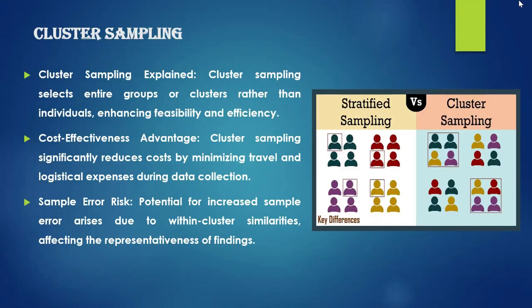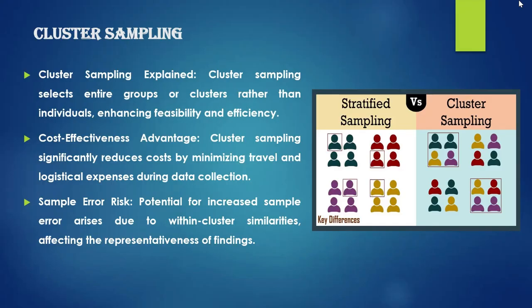The next method we are going to see is cluster sampling. In cluster sampling, the population is divided into clusters and entire clusters are randomly selected for a study. This divides the population into clusters, for example regions or groups, and selects clusters randomly for inclusion. This method is cost effective and efficient. It is useful for geographically dispersed populations. But the disadvantages are it has higher chances of sampling error and clusters may not be homogeneous.